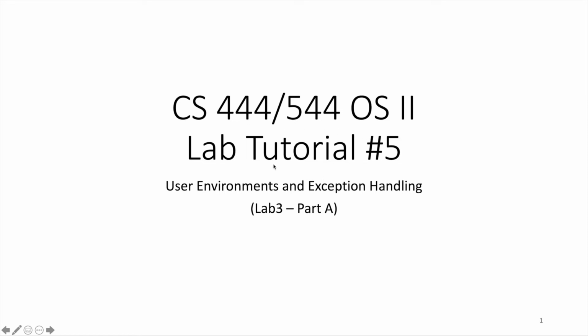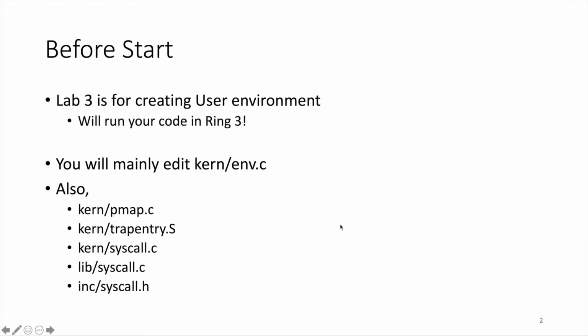This video covers user environment and exception handling, the first part of Lab 3. Before we start, please take a look at this summary. Lab 3 is basically for creating user environment and making your JOS run code in Ring 3. You will mainly edit env.c along with pmap.c, trapentry.S, syscall.c from kernel, and edit syscall.c and syscall.h from lib and inc, which are user level code for invoking system calls.